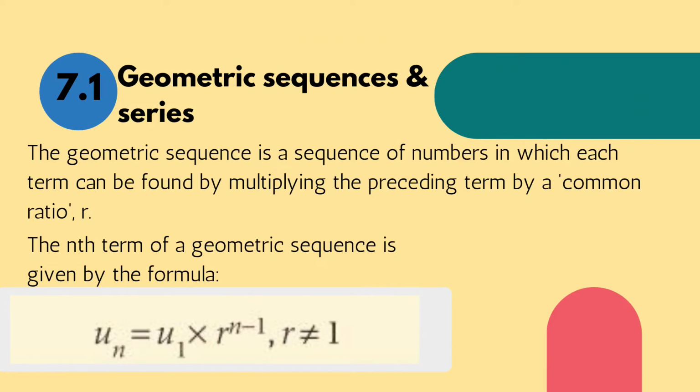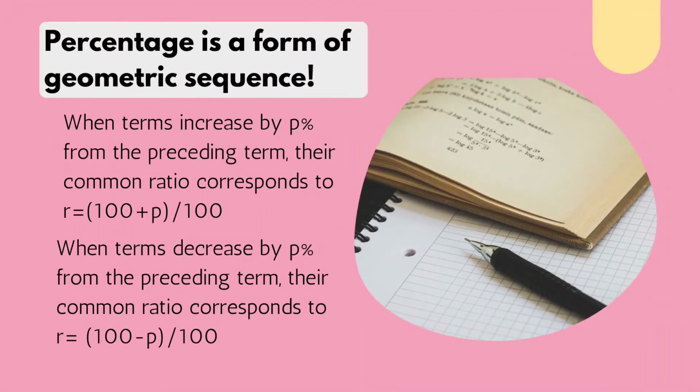Geometric sequence and series. A geometric sequence is a sequence of numbers where each term can be found by multiplying the preceding term by a common ratio, also known as r. The nth term of a geometric sequence is given by the formula u_n equals u_1 times r to the power of n minus 1. And percentage is also a form of geometric sequence.